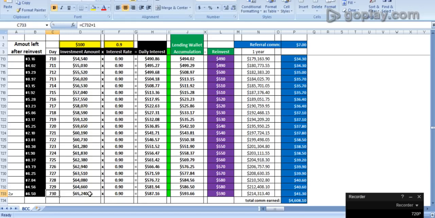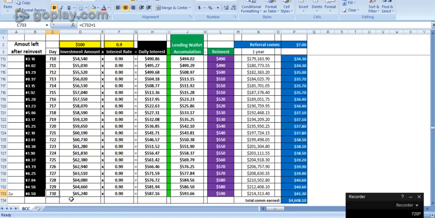2 years here, your $100 now has become already $65,240, and you're getting payouts every single day of $587.16. Now this is different than your job, obviously, but if you're working, you only get paid when you work.